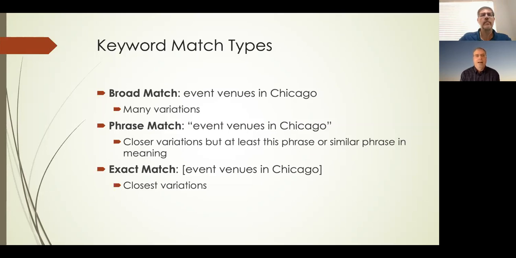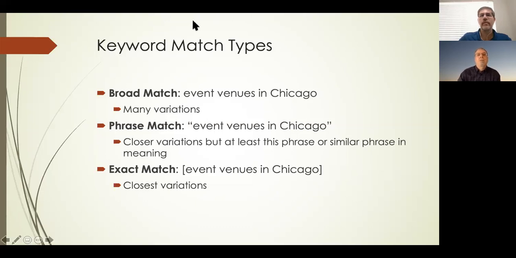Google throws broad match as an option. So for event venues in Chicago, if someone searches on that and you're set up to broadly match that, it could be a large variation of that phrase. Conference centers in Chicago would qualify because it has not very similar meaning, but it's in the ballpark. So I highly recommend choosing phrase match.